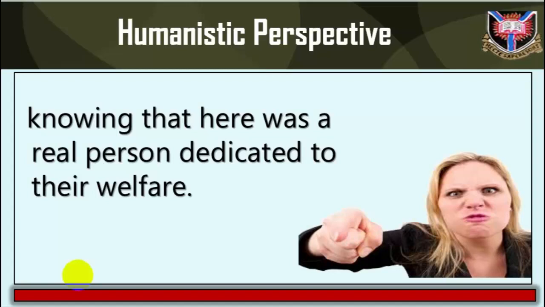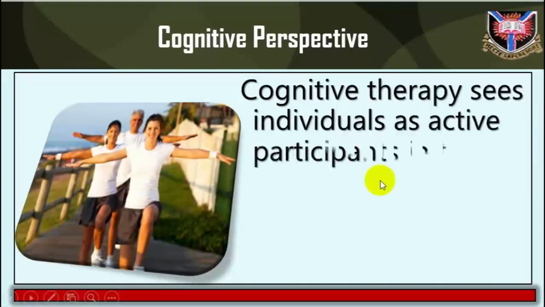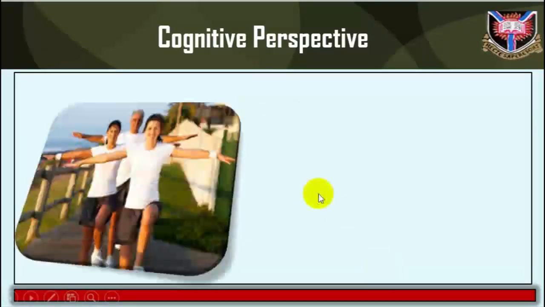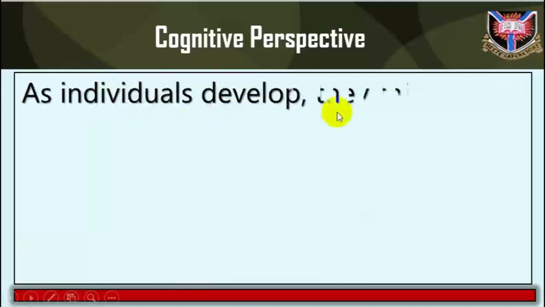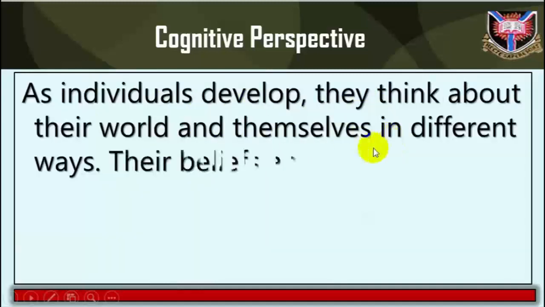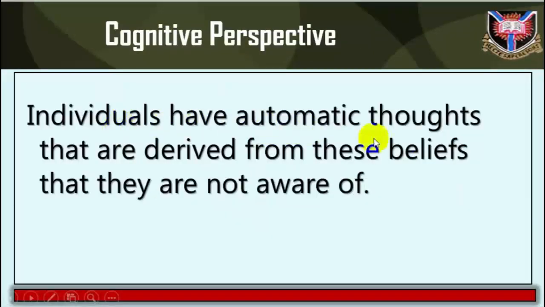Cognitive perspective. Cognitive therapy sees individuals as active participants in their environment, judging and evaluating stimuli, interpreting events and sensations, and judging their own responses. As an individual develops, they think about their world and themselves in different ways. Their beliefs and assumptions about people, events, and themselves are cognitive schemas. Individuals have automatic thoughts that are derived from these beliefs that they are not aware of.